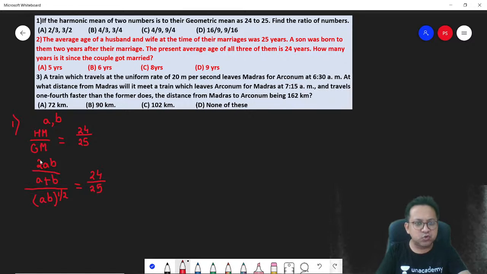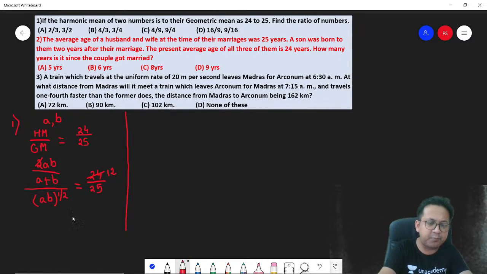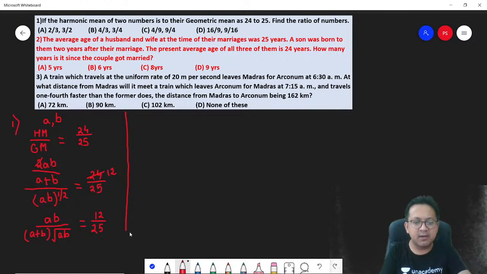Correct? So 2 ones are 2, 12s are 24. Let's cross multiply this. Before that, let's write it properly. So can I say this is equal to AB divided by A plus B, and then you have AB to the power half. AB to the power half is root AB. Is equal to 12 divided by 25. Correct? Now, before cross multiplying, I think you can do one more step. Can you cancel out?